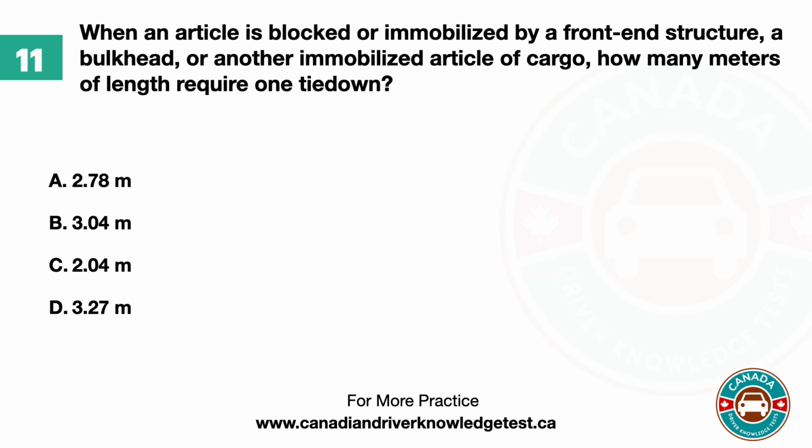Question 11. When an article is blocked or immobilized by a front-end structure, a bulkhead, or another immobilized article of cargo, how many meters of length require one tie down? A. 2.78 m, B. 3.04 m, C. 2.04 m, D. 3.27 m. The answer is B. 3.04 m.